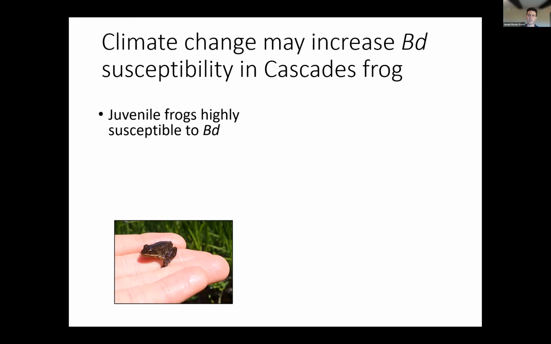And we think that one of the main drivers of population declines is mortality during that first winter. So they'll come out of their little breeding ponds, they'll get infected with this pathogen. It'll start snowing because these are montane frogs, and then you'll never see them again after that first winter. They just don't come back out of their winter hiding places.